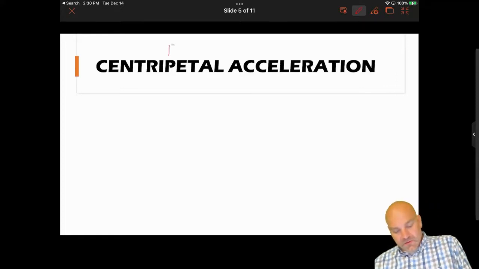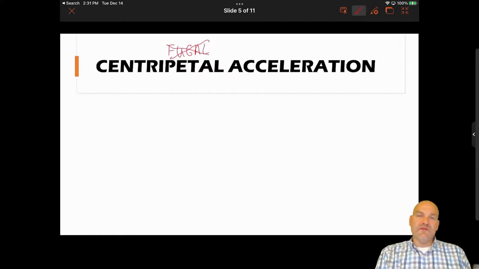Okay, so centripetal acceleration. This is a term that gets thrown around. Sometimes students or people want to change the petal part to fugal, okay? But that's not the acceleration that we're looking at. We're looking at centripetal, okay?